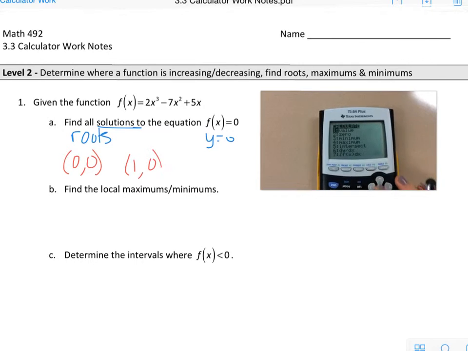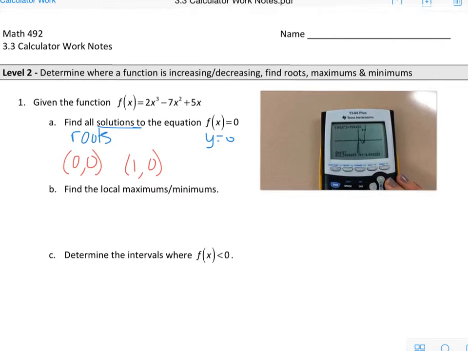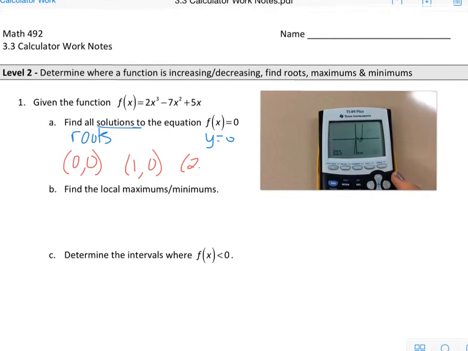And then we can calculate again. This time down below is left of this point. Enter, up above, right, enter, and then our guess is as close to that point as possible and press enter. And this one we get is 2.5, 0, which is also 5 over 2.